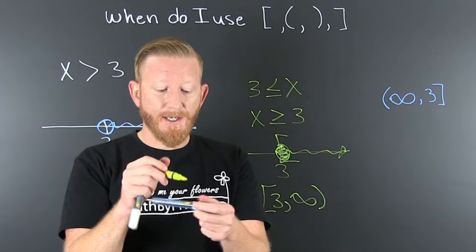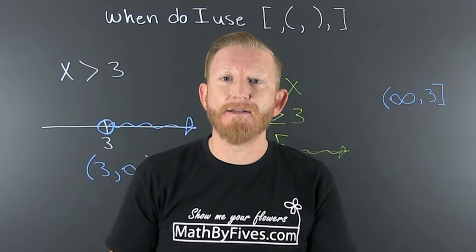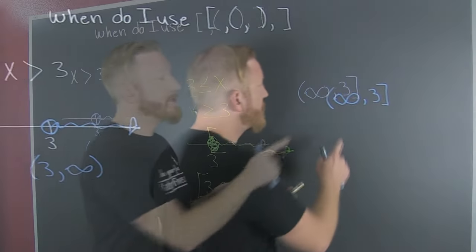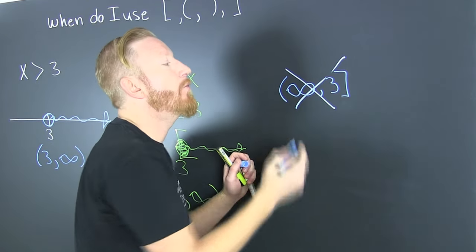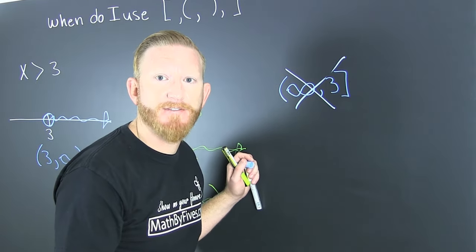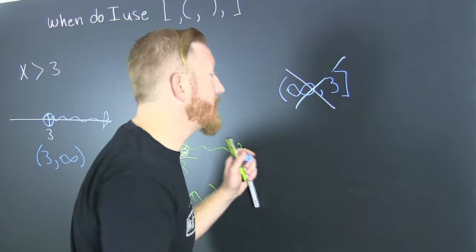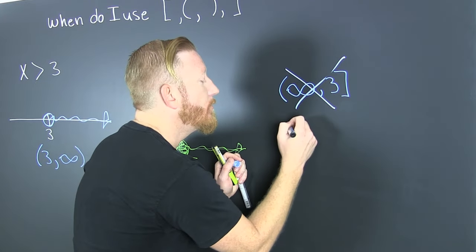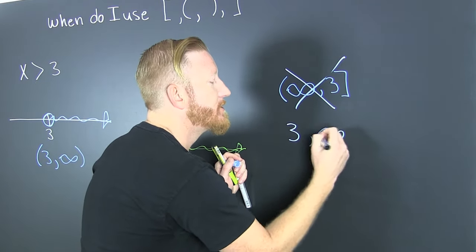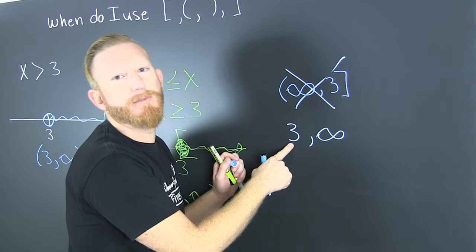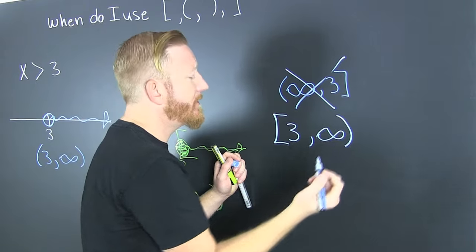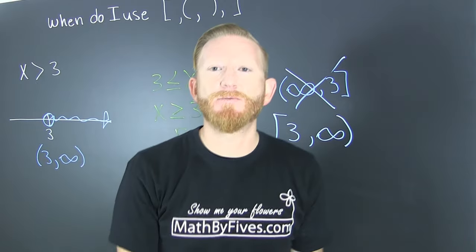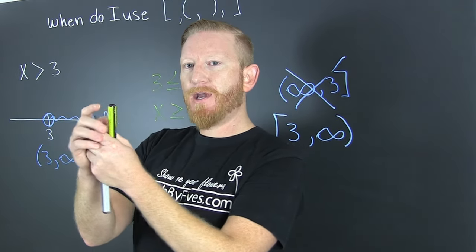Now wait a minute, these are ordered intervals, and you might come across this scenario. This is wrong. Why? Because it's lowest on the left and highest on the right. Lowest on the left, highest on the right. We should write 3 to infinity, because 3 is much, much smaller than infinity. So then it's closed there, never include infinity, and that's when you use roundies and squaries.